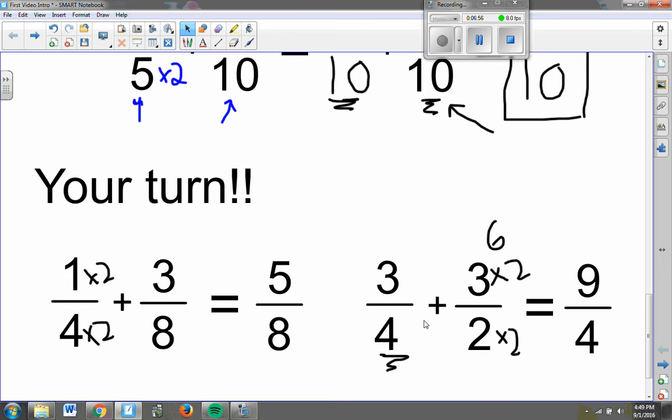So adding fractions is really about timesing by a number to make the denominators the same, then adding the numerators, the top numbers, together, and getting our final answer.